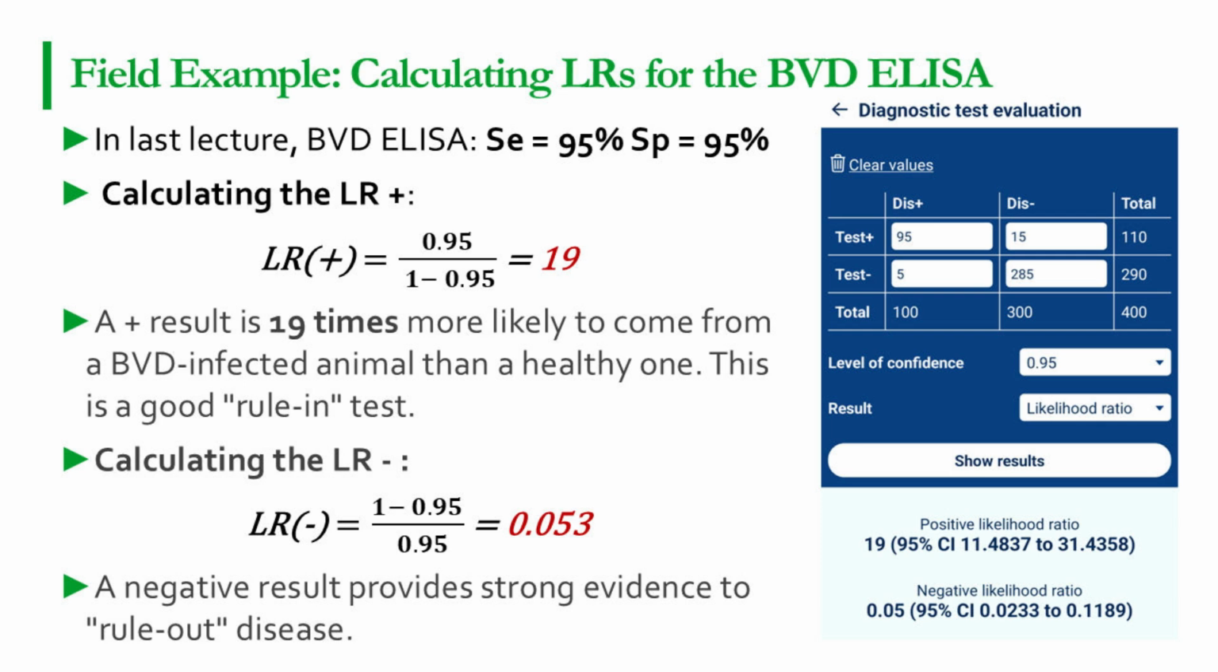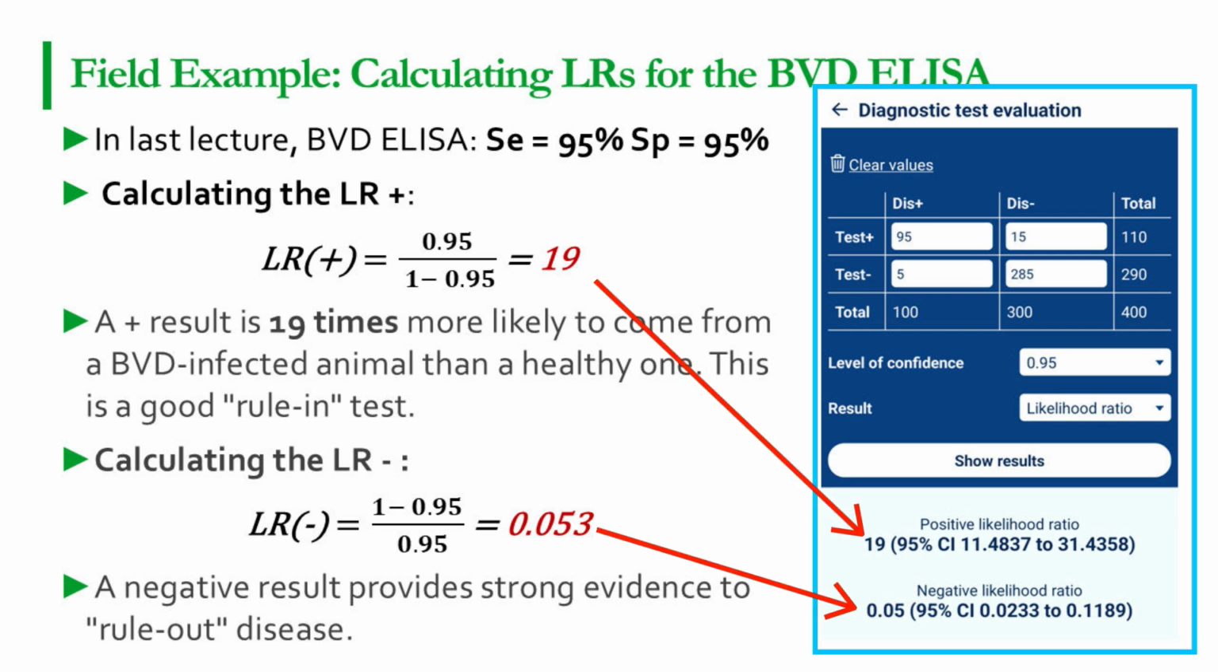a disease. For the negative likelihood ratio, we get 1 minus 0.95 divided by 0.95, which gives us a negative likelihood ratio of 0.33. This is also a very powerful result. Since it's well below 0.1, it provides strong evidence to rule out the disease. This test is excellent for both ruling in and ruling out BVD. Do not forget that for these calculations, there are applications that make life easier.